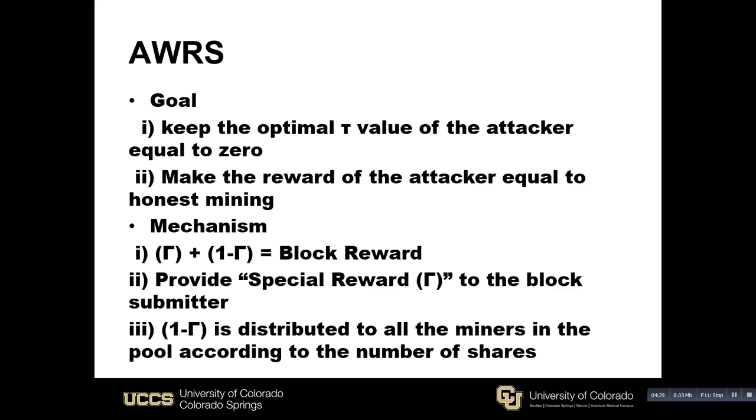For doing that, we have a mechanism to provide a special reward to the block submitter: in the victim pool, whichever miner generates the block, we provide a special reward to that block submitter when that block wins the race. That special reward is called gamma, and the rest of the block reward, 1 minus gamma, is distributed to all the miners according to their contribution in the pool. So here gamma plus 1 minus gamma equals the block reward.